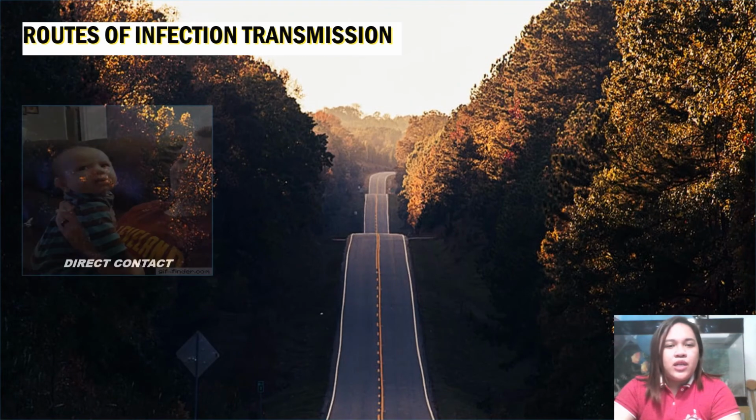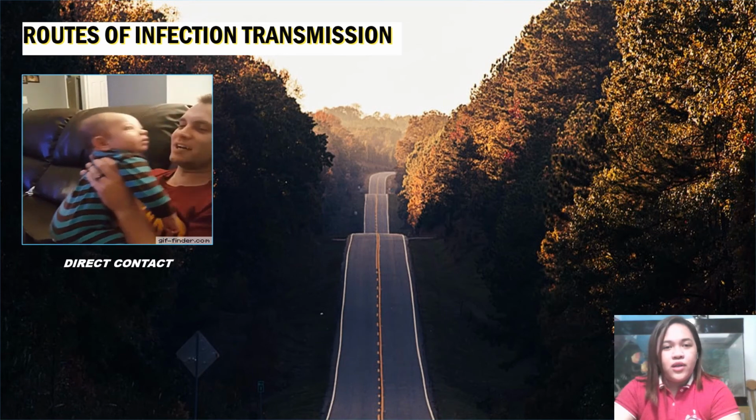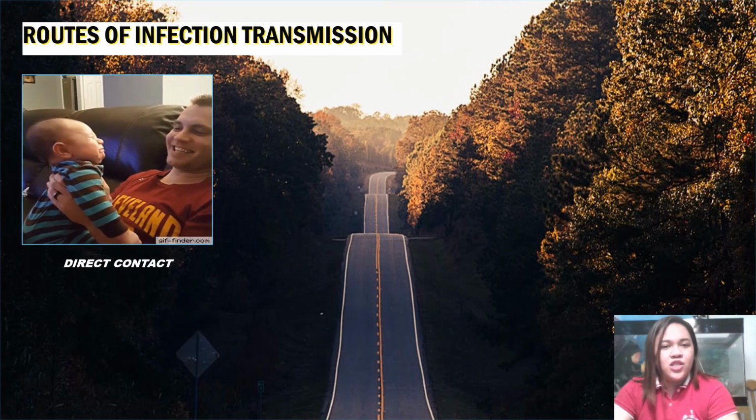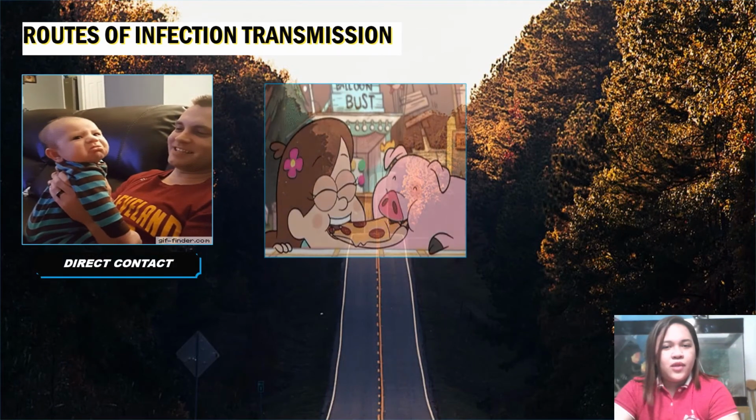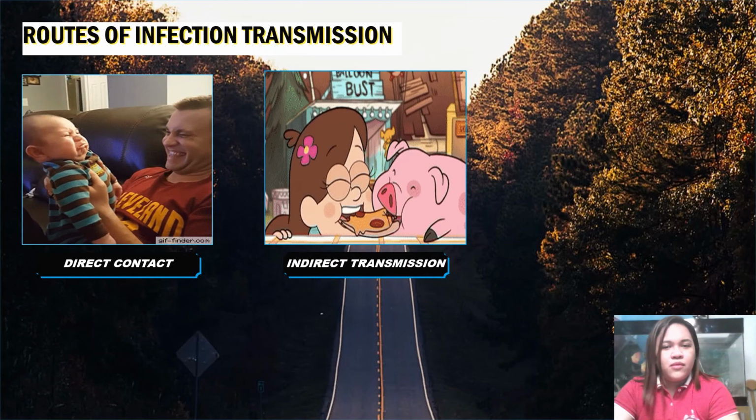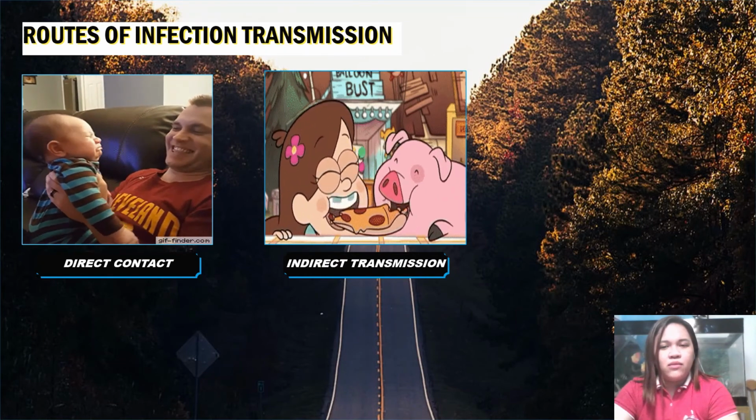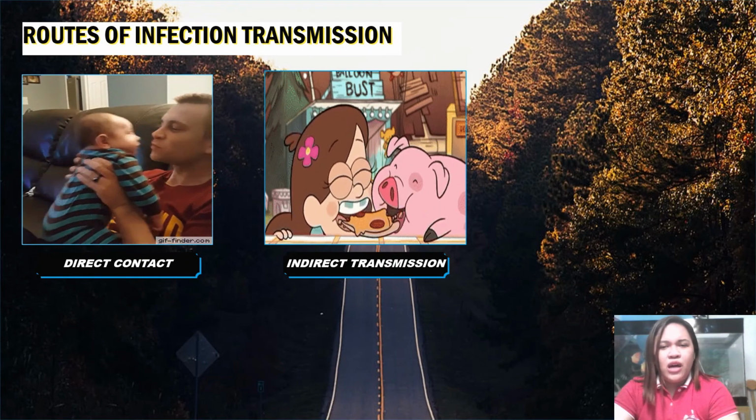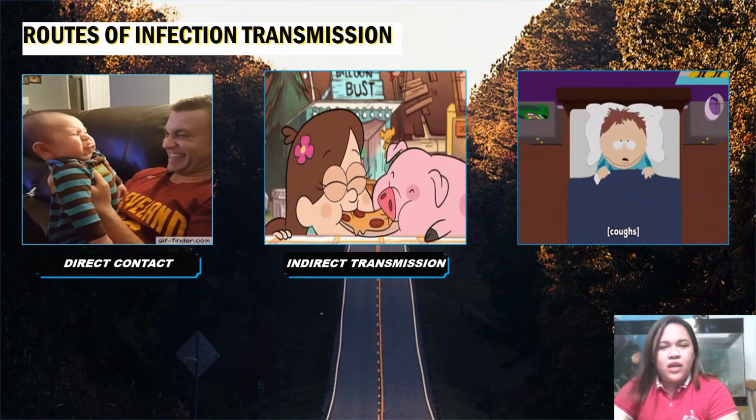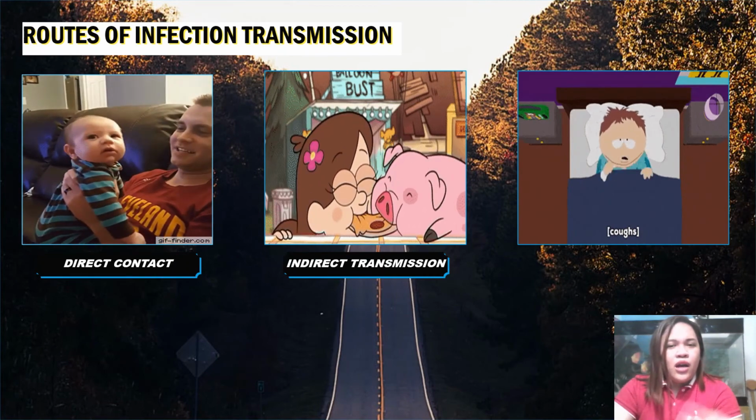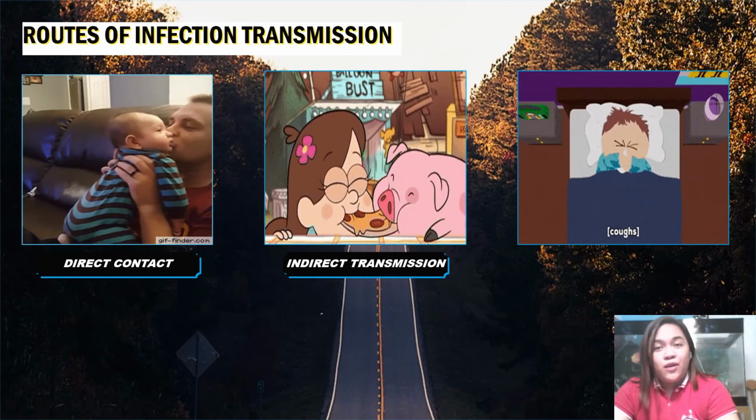So these are some examples. Here you can see a picture of a dad kissing his child. So that is a direct contact, kissing. Next is sharing. When you share food, share personal things, that is indirect transmission. Sharing combs, sharing towels, yeah. It must have an object for it, or a contaminated object as a means to transmit the infection.